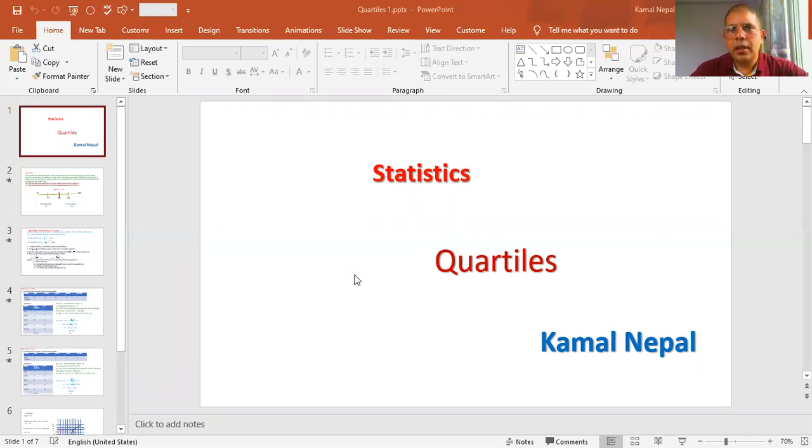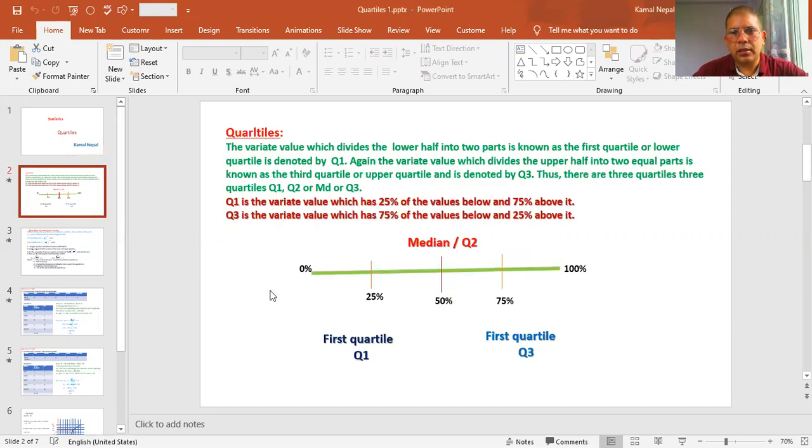In this chapter, we cover quartiles, and now I want to show you again the positions of quartiles. In quartiles, we divide our data into two equal parts. It is your 50% data, and it is also the median. Now, if we divide the data into four equal parts, one, two, three, four, it is said to be quartiles.